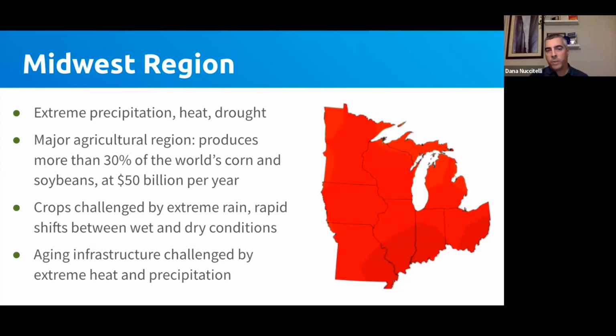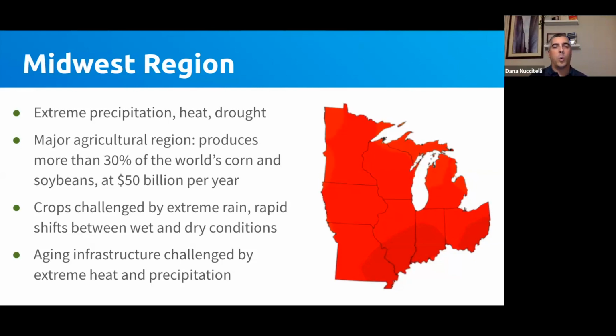This is another very big agricultural region, especially for corn and soybeans. It produces more than 30% of the world's corn and soybeans, with over $50 billion per year in economic productivity just from those two crops. So the crops in this region are going to be challenged by extreme rain and also by rapid shifts between very wet and very dry conditions, which we'll see here in the next slide.